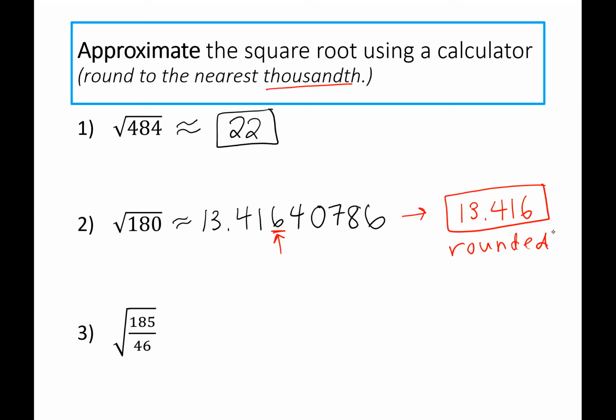So be careful when you're entering your answers on MyLabs Plus. It does matter that you're rounding correctly. Don't round too much, don't round too little. Okay, so there's one more to do.